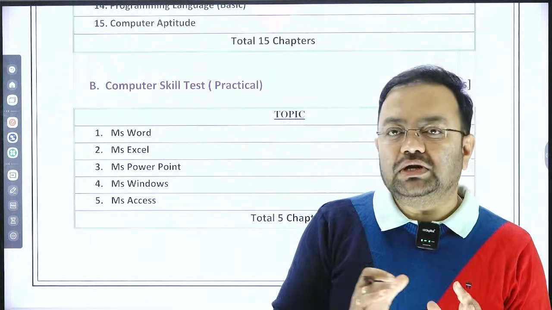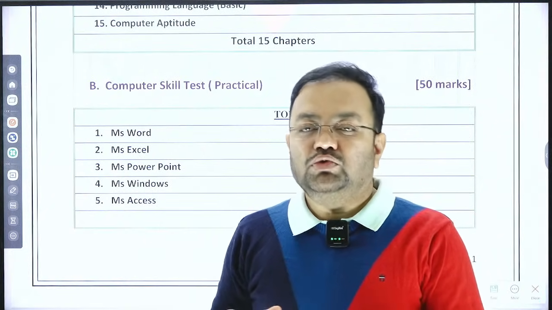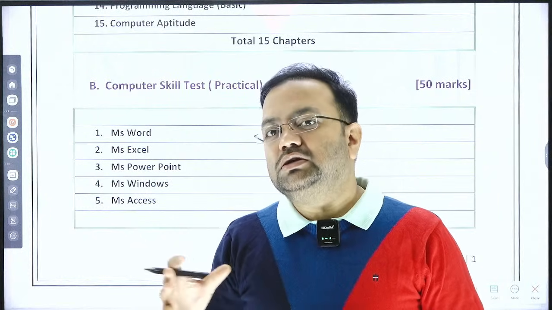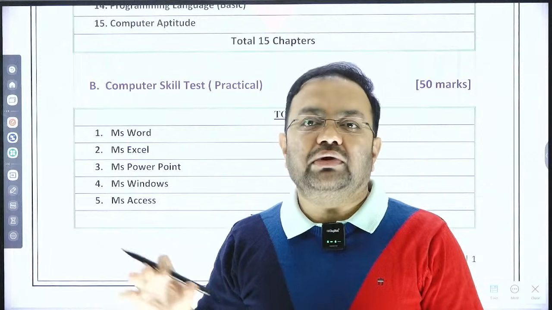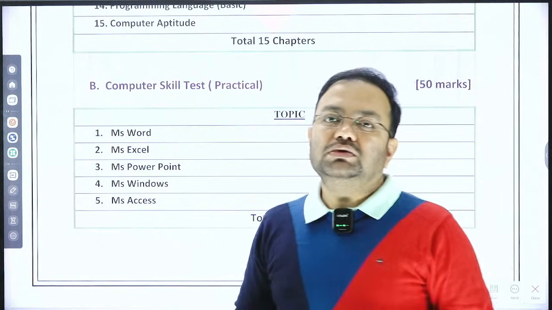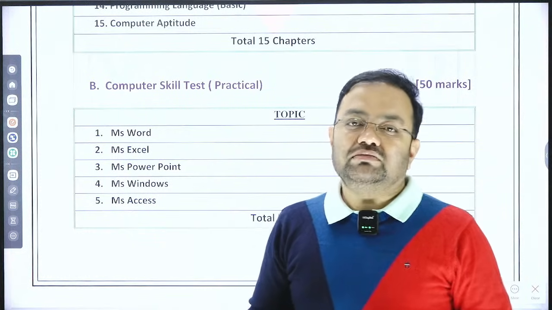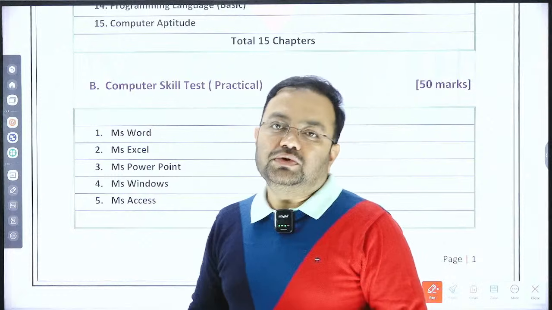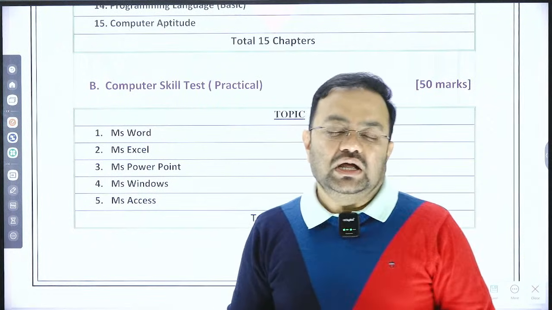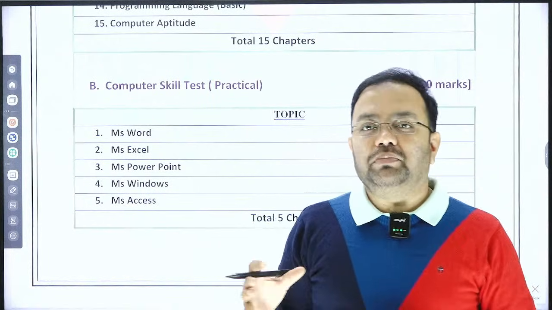Specifically, the earlier module was: the preliminary examination, and those who qualified the preliminary examination move to the main exam, then the computer proficiency test or skill test, then document verification, then final selection. But now it has changed a little bit. First you go to the preliminary examination. Those who qualify the preliminary must join for the computer proficiency test or skill test. Then if you qualify in this test, you will move towards the main exam.